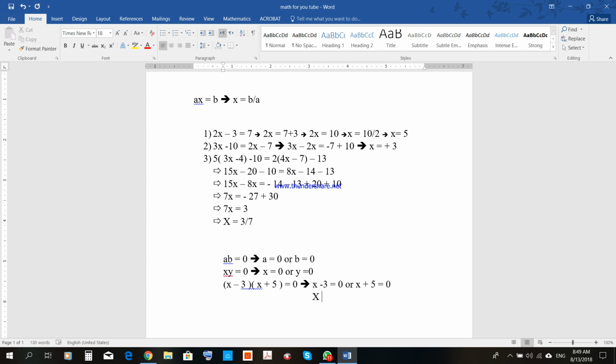It becomes x equal 3, or x equal minus 5.